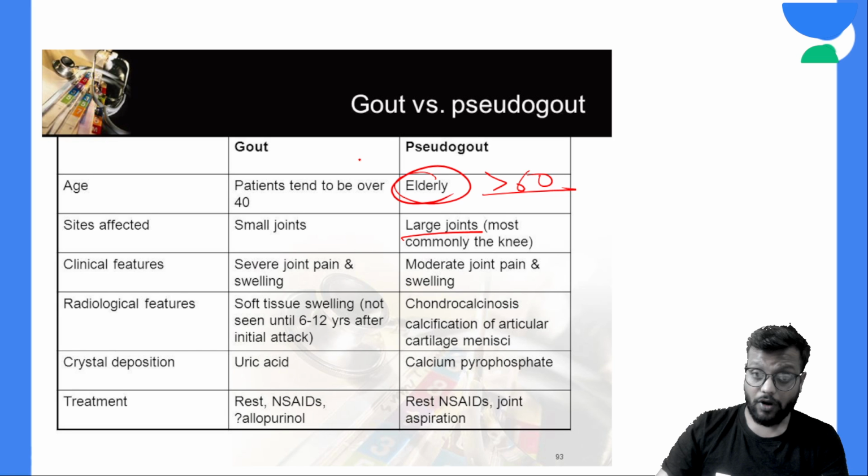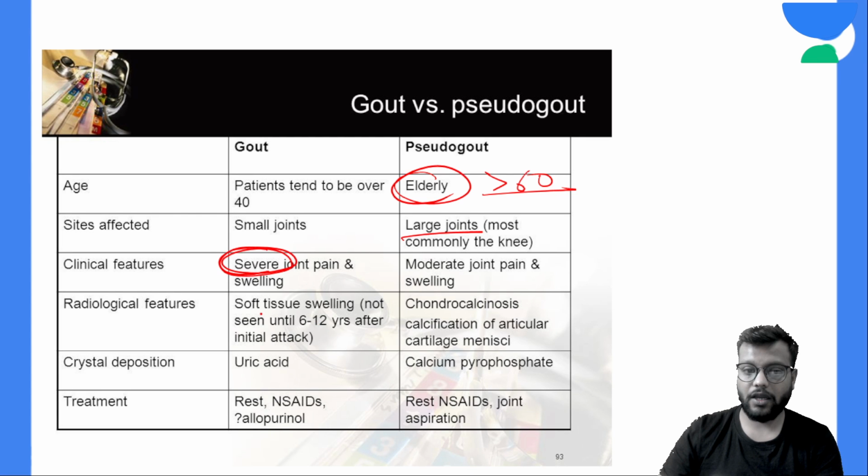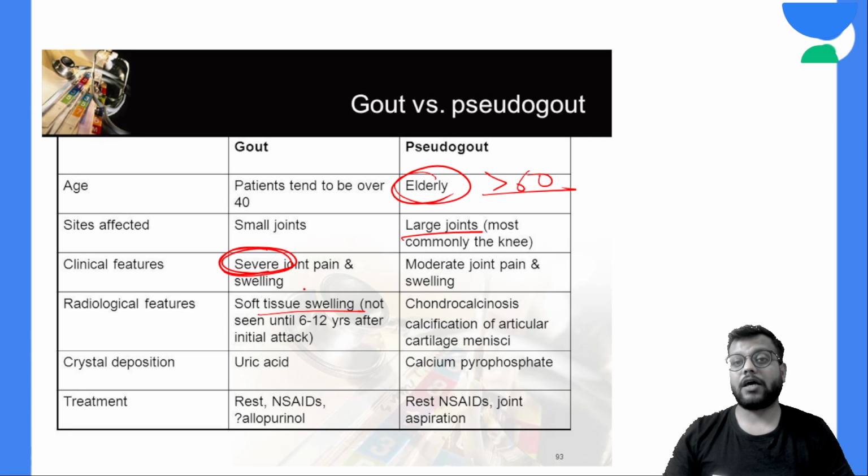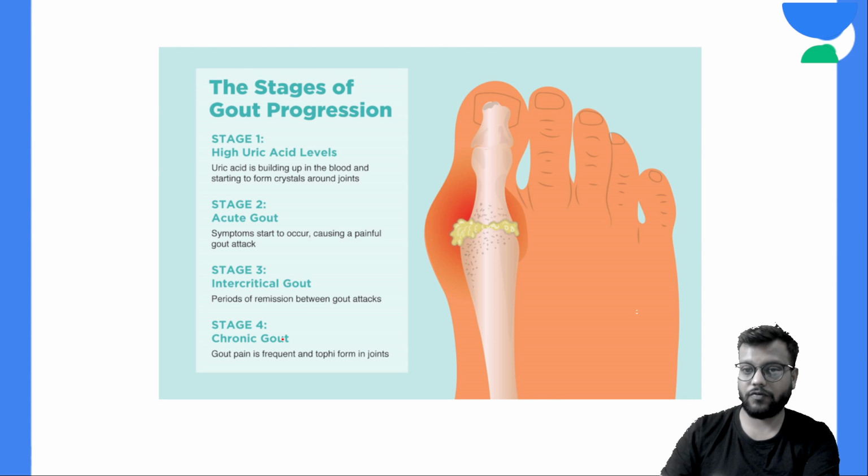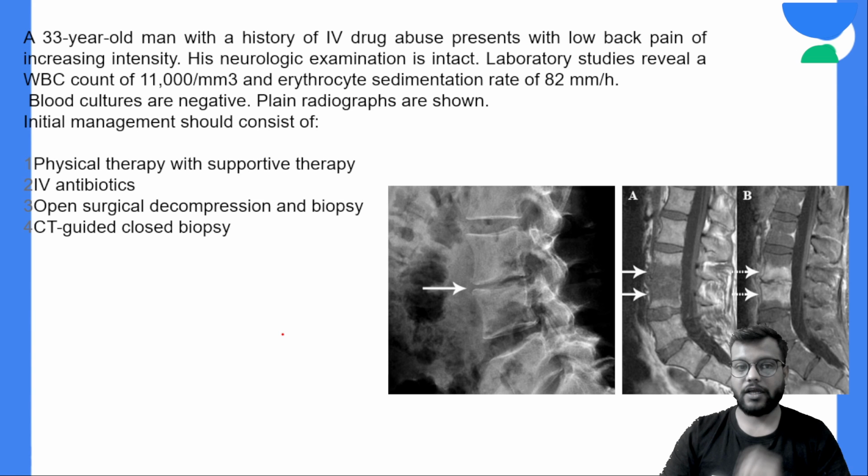As compared to pseudo gout, gout is more severe in terms of pain and swelling, because they are more destructive lesions, the red bite lesion. So this is the difference between gout and pseudo gout, very important. Now we'll come to the next question.